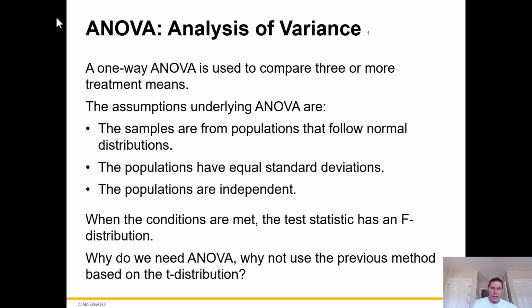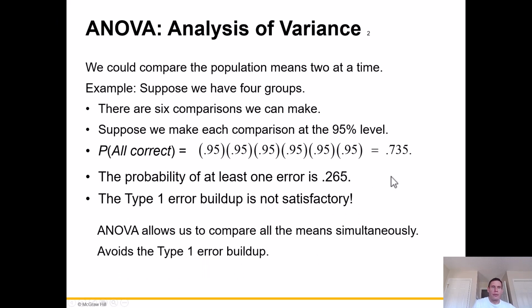So why do we need ANOVA? Why not just use the previous method based on the t distribution? So we could compare the population means two at a time. We could certainly do that. Let's look at an example. Let's say we have four groups, and there are six comparisons we can make.